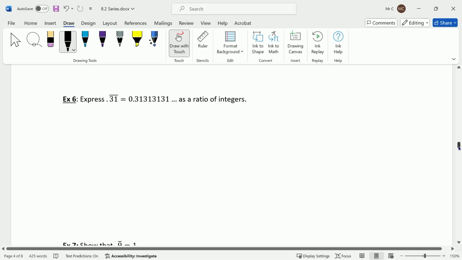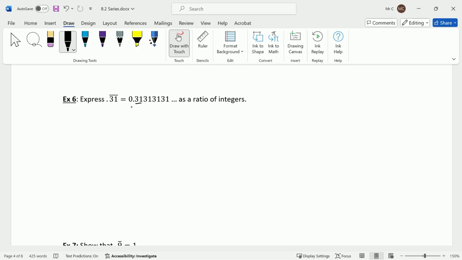Okay, so now we're going to tackle this type of problem, which is taking infinite repeating decimal patterns and trying to write them as a ratio of integers. So the first thing we have to figure out is how to rewrite this as a sum. And 31 here is in the hundredths position. So I can write this as 31 over 100 plus the next 31 is in the 10,000ths place plus the next 31, which is in the 1,000,000ths place, so forth and so on.